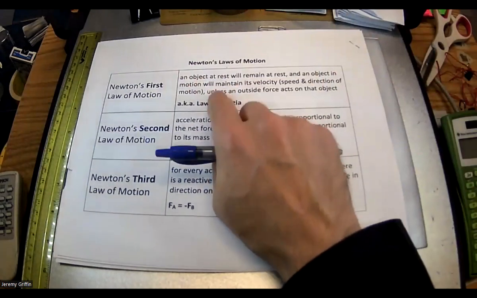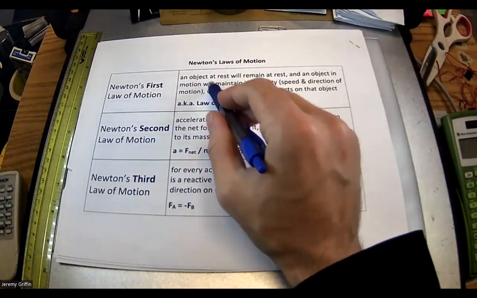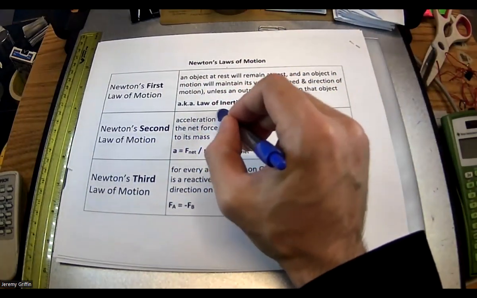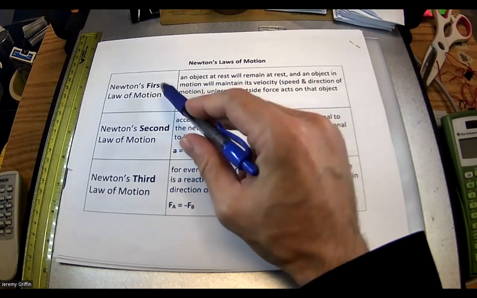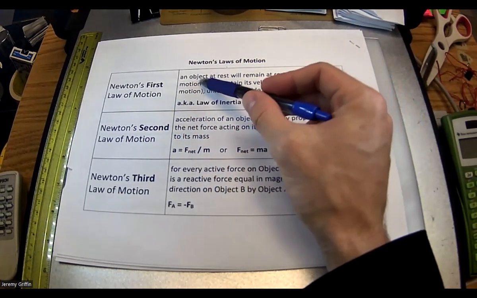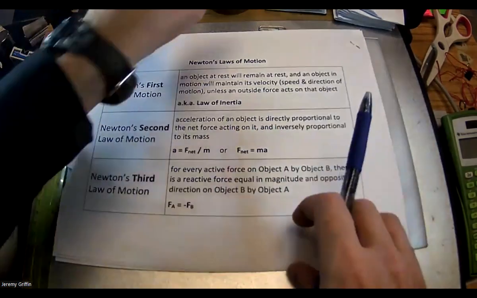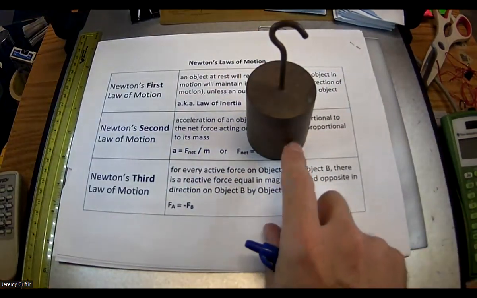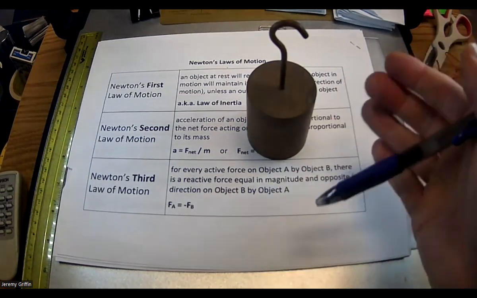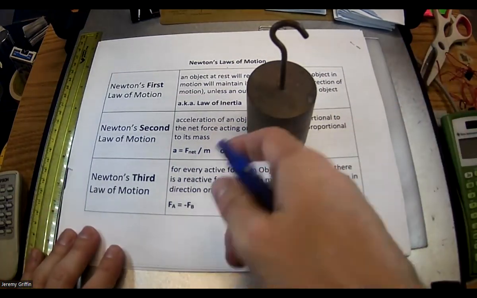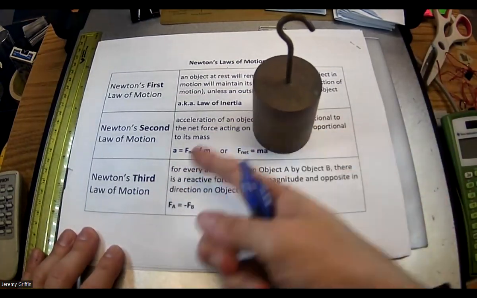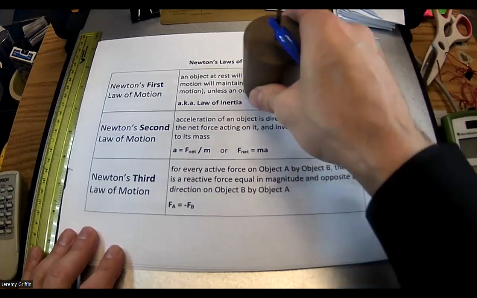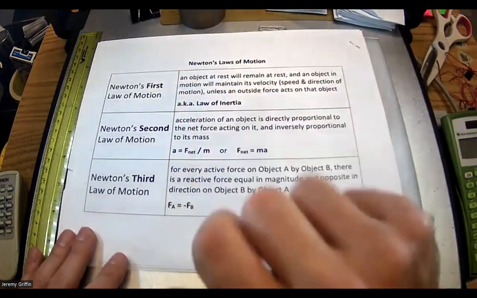All right, so the first law of motion is also called the law of inertia. Have you ever heard that? Law of inertia, Newton's first law of motion, same thing. An object at rest will stay at rest. So this guy right here is not just going to spontaneously jump off the table, unless there's an outside force acting on it. So the only reason it would be starting from rest is if I push on it with a force, some force or pull.